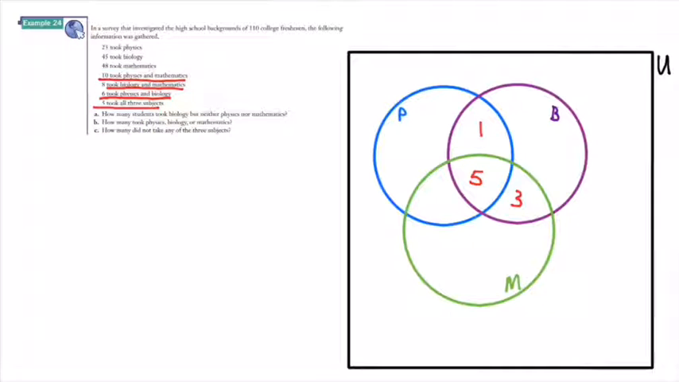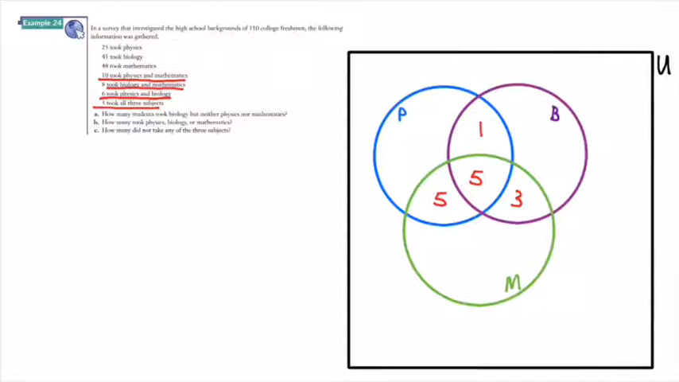And let's get the next piece of information, which is that 10 took physics and math. So where is the intersection of the physics set and the math set? So that's going to be right in here. So there are 10 students who took both physics and math. 5 of those students are here, so 10 minus 5 is 5 for that part of the intersection.